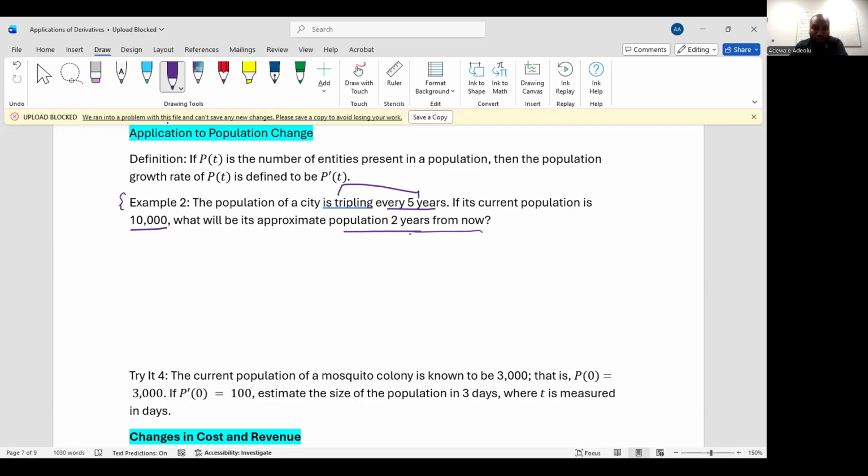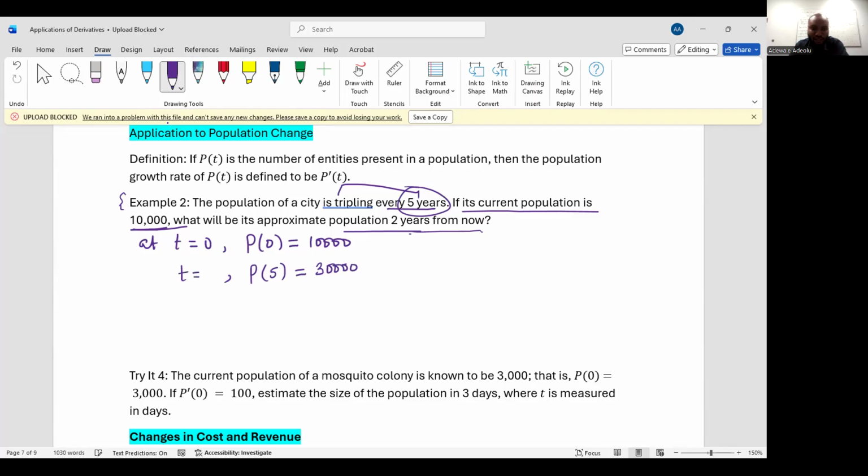let's say the population of a city is tripling every 5 years. If its current population is 10,000, I know the current population. So I can say at time t equals 0, P of 0 is 10,000. I also know that every 5 years, it triples. So meaning I can know P of 5, which in this case is going to be 30,000.